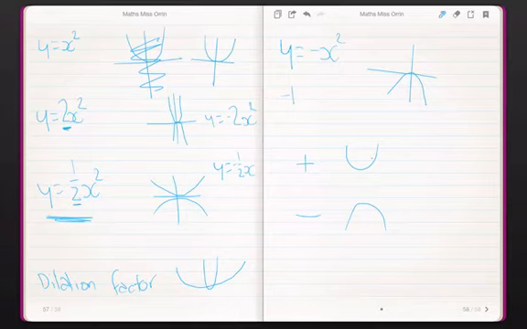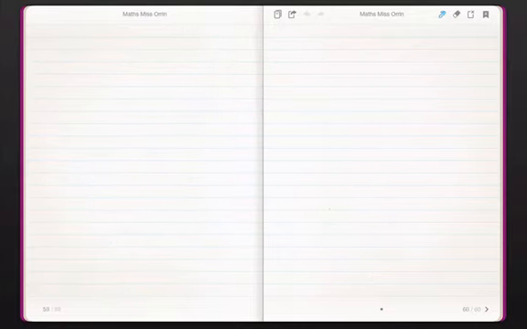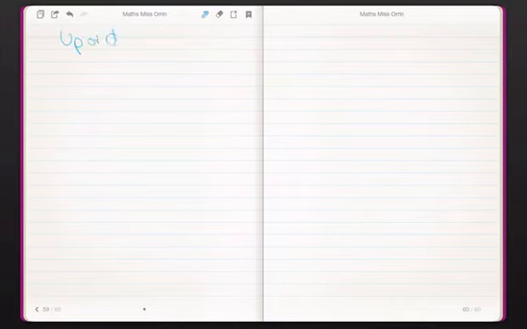Now let's talk a little bit about translation, whether the graph moves up or down. If we have y equals x squared, so just so we remember what it looks like, it's just a normal graph like that. This is your y and this is your x.